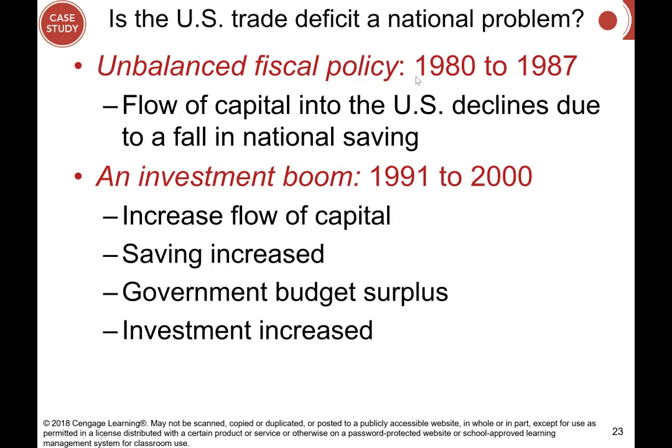Unbalanced fiscal policy, 1980 to 1987: the flow of capital into the United States declines due to a fall in national savings. An investment boom between 1991 and 2000 increased the flow of capital. Savings increased, there was a government budget surplus, and investment increased.